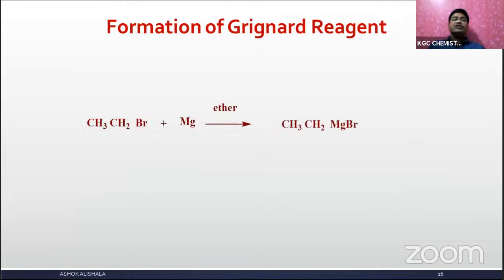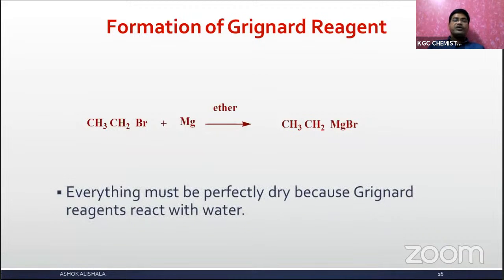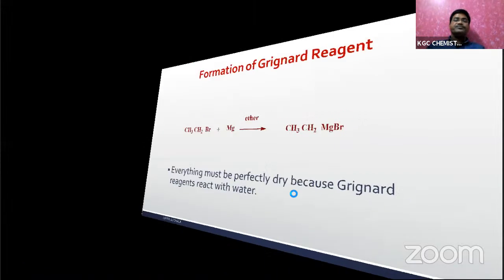For the preparation of the Grignard reagent, there must be ether. That means there must not be any moisture in the reaction. And in this case, when ether is present, then only this reaction occurs. Suppose instead of the ether, water is there. In such cases, what happens? The magnesium reacts with the water and liberates hydrogen because it is highly reactive. Therefore, the Grignard reagent does not form. That's why the condition must be ether solvent. See, everything must be perfectly dry because the Grignard reagent reacts with the water.